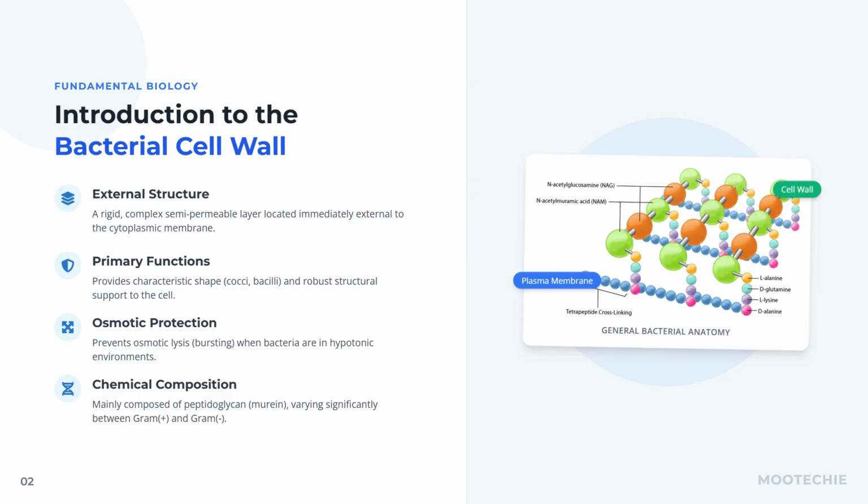Chemical composition. Mainly composed of peptidoglycan, or murein, varying significantly between gram-positive and gram-negative bacteria. Peptidoglycan is the universal building block, but how much of it there is and what surrounds it creates the major divide we see in staining. The diagram shows the general bacterial anatomy, highlighting the cell wall and plasma membrane. You can see labels for components like N-acetylmuramic acid and peptide chains, illustrating the basic structure we'll explore next.